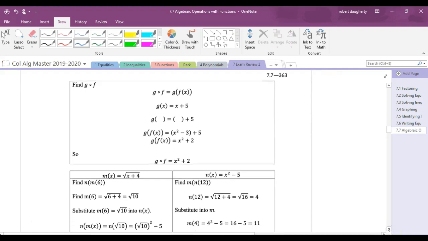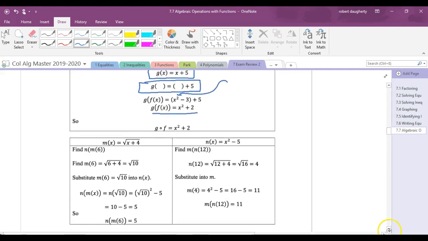What about g composition f? So g of x is x plus 5. Rewrite it with blank parentheses. And then now f of x has to get substituted into this expression. So I get x squared minus 3 plus 5. X squared minus 3 plus 5 is just x squared plus 2, which is the answer there.